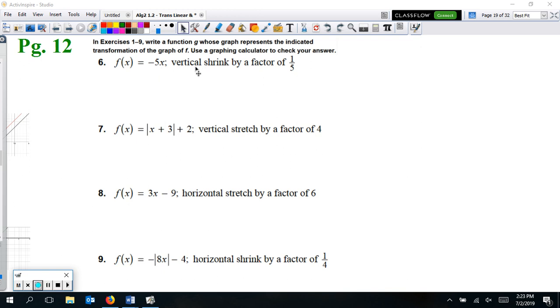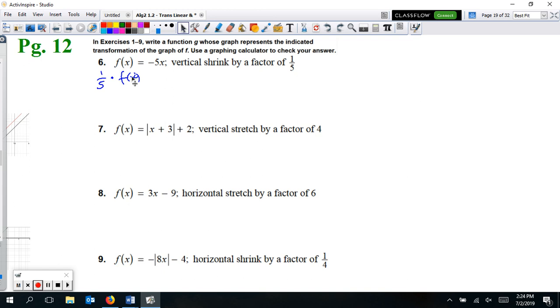Now if we want to shrink this, vertical shrink by a factor of 1/5. So here's what I was talking about. We have to recognize it says vertical, so that means we have to do it to the outside of the function, which means we really don't have to worry about the word shrink so much. The shrink is because the factor is between 0 and 1. That's why they use the word shrink. But really you want to recognize it's vertical, so it's going to happen to the whole function, and we're multiplying by what it says. If it says factor of 1/5, we multiply by that with the vertical word.